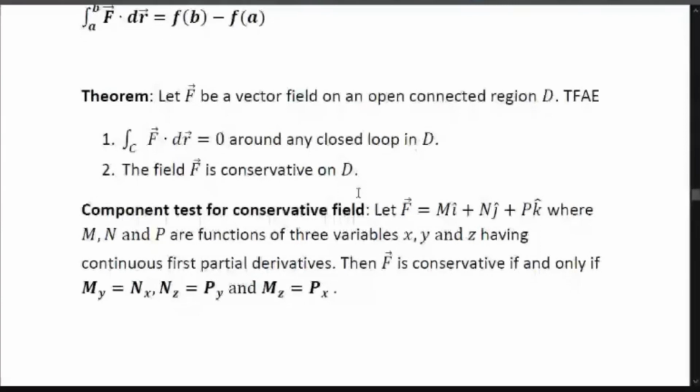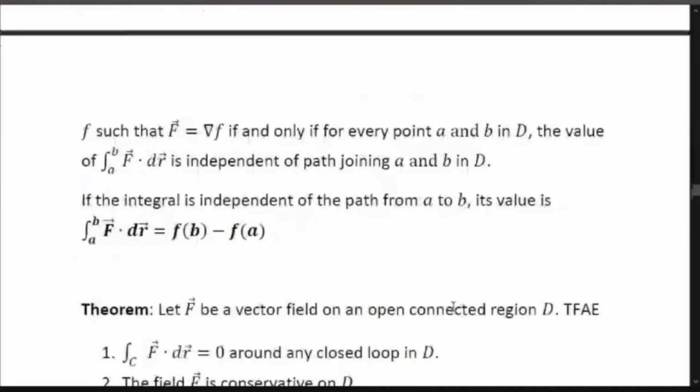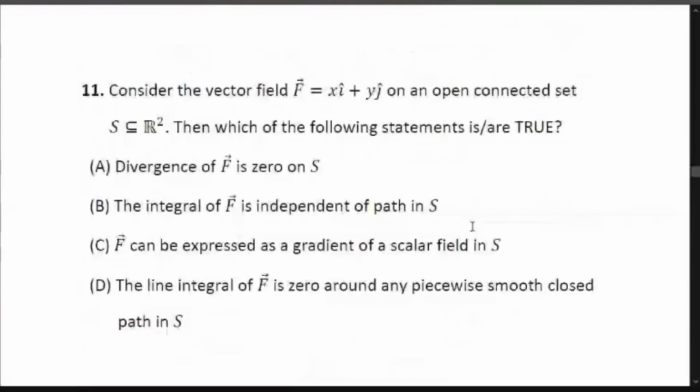Now, how do we verify whether a given vector field is conservative or not? Suppose you are given a vector field F equal to Mi plus Nj plus Pk, where M, N, and P are functions of three variables x, y, and z, having continuous first partial derivatives. Then the field F is conservative if and only if ∂M/∂y equals ∂N/∂x, ∂N/∂z equals ∂P/∂y, and ∂M/∂z equals ∂P/∂x. This is the condition for F being conservative. So this is the idea you have to use for this question: the idea of path independence and conservative fields.